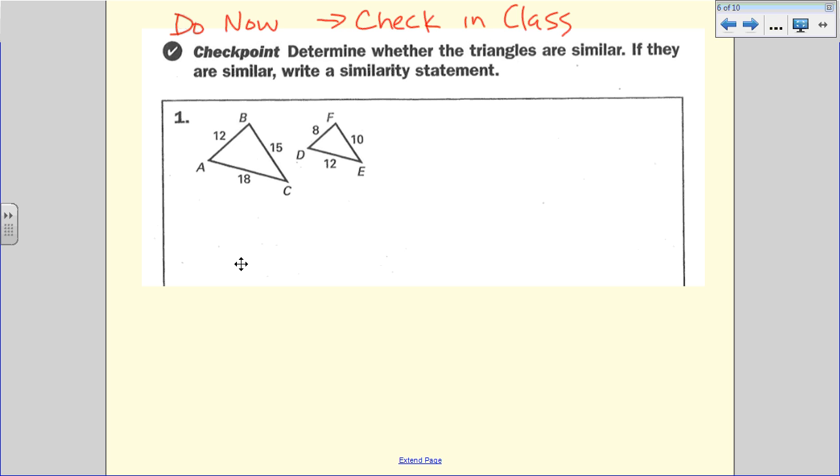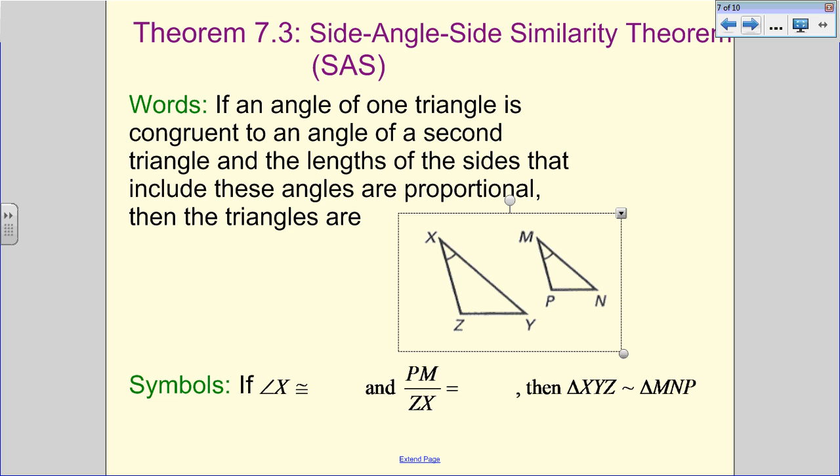All right, so let's take a look at the next theorem, and that's side angle side. So if an angle of one triangle is congruent to an angle of a second triangle, so if we look here, we have angle X congruent to angle M, and the lengths of the sides that include that angle, the ones that surround that angle, are proportional, then the triangles are going to be similar.